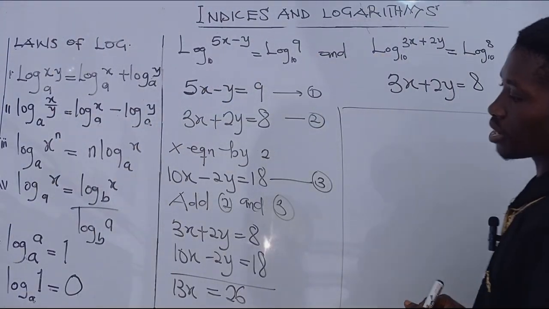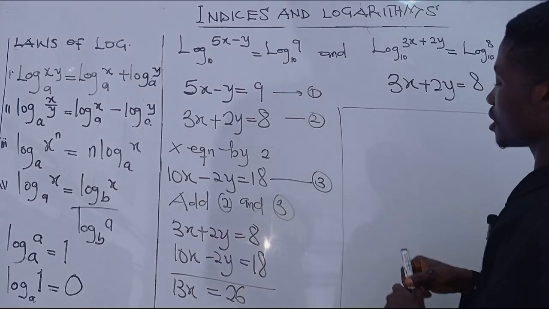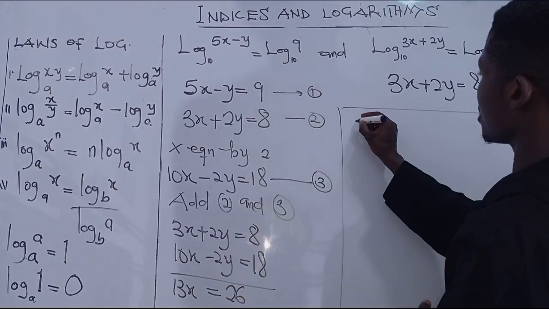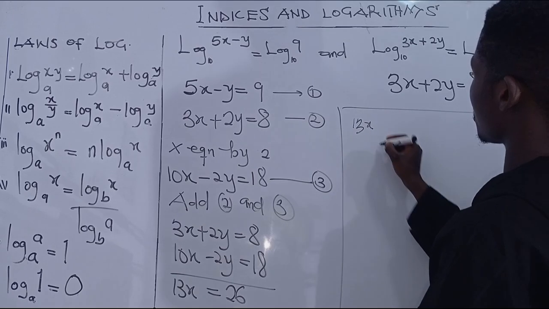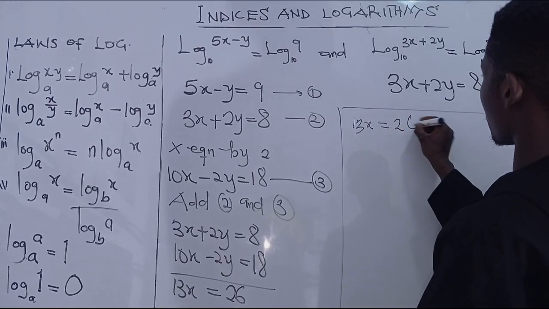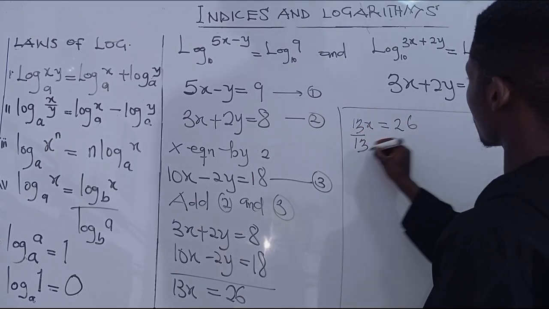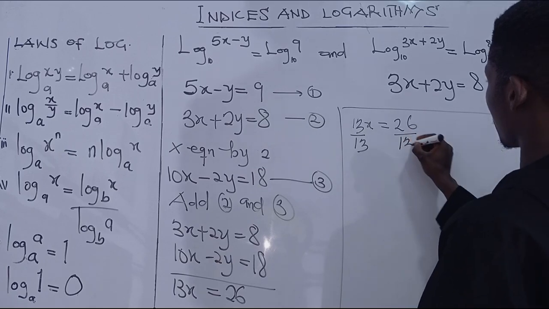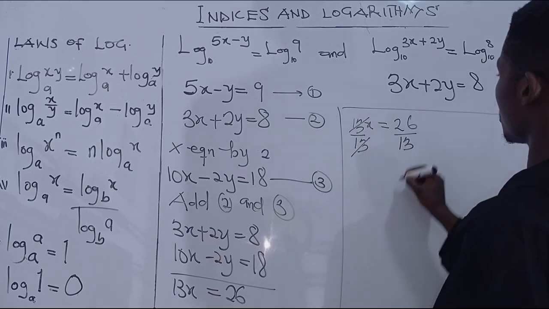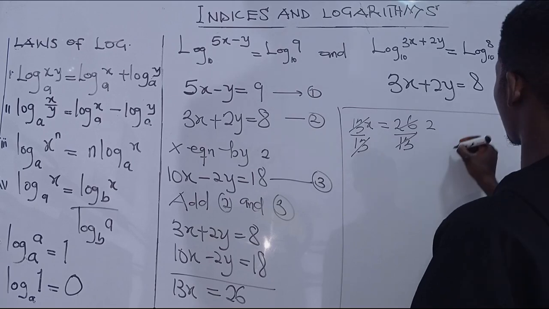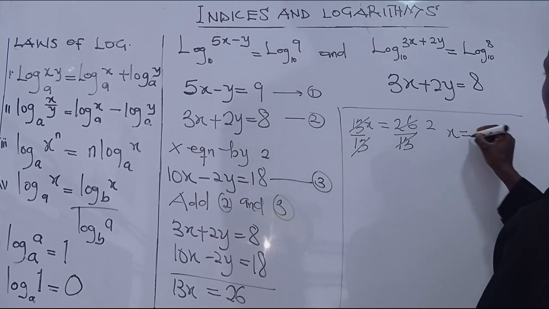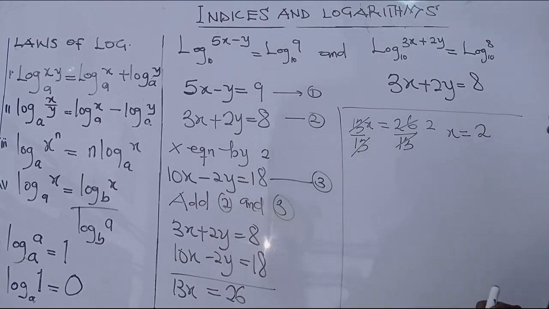So we want to look for the value of x. Let's divide both sides by 13. We have 13x is equal to 26. This and that will cancel. This and that we have 2. So we have x is equal to 2.